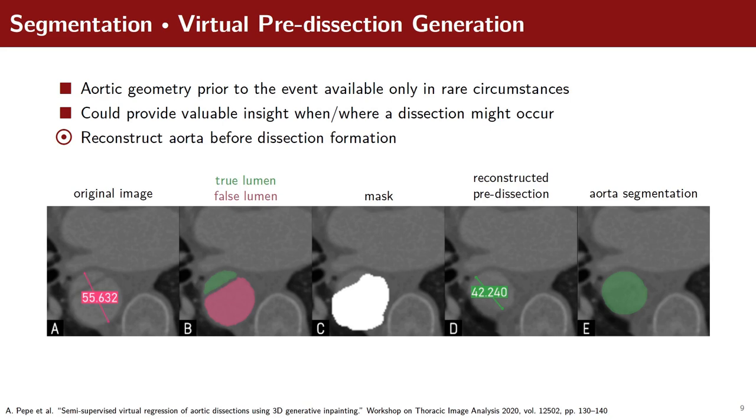Here we see in A the original dissection, in B the true and false lumen labels. The false lumen is masked for removal in C, and the virtual pre-dissection result is shown in D. The diameter of the non-dissected aorta is smaller than the original dissected input.